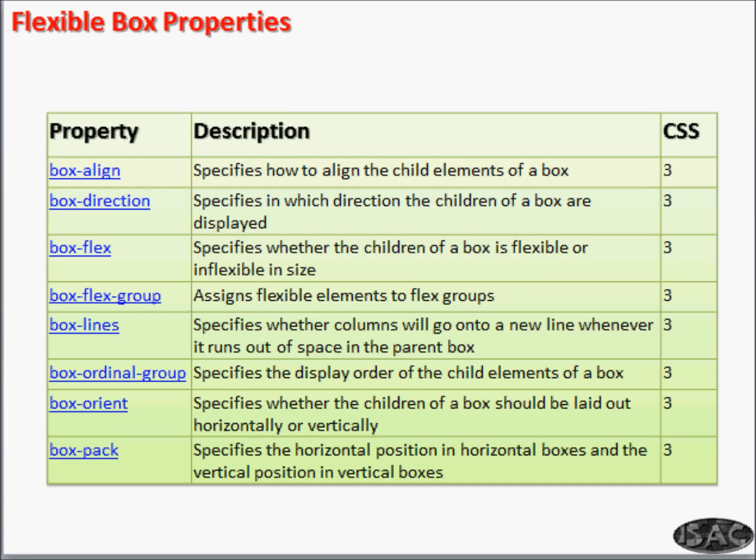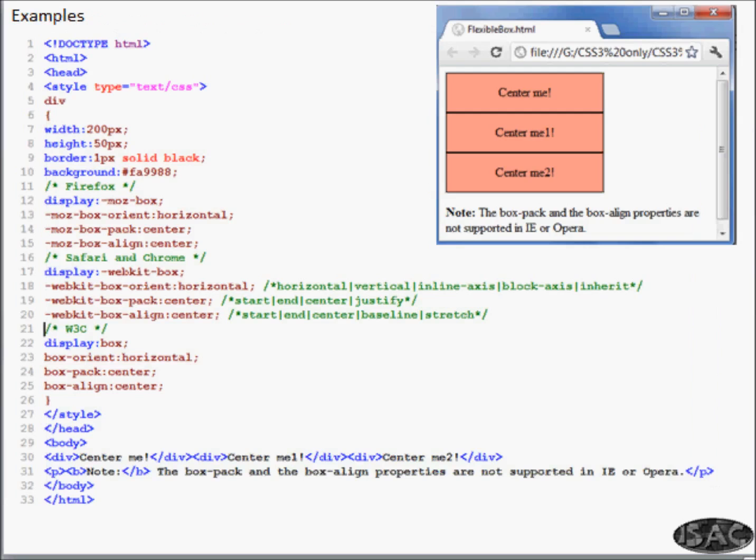If we talk about the flexible box, box align, box direction, box flex, there are some new properties related to flexible boxes in CSS3. You can notice here there's a box orientation and background colors. If we talk about display Mozilla box, we are displaying a box here, and box orient horizontal will display horizontally. Box pack center displays in the center, right? Box align is center, so it comes in the center here. Similarly, I can use it for WebKit. This is for Mozilla, this is for WebKit, right?